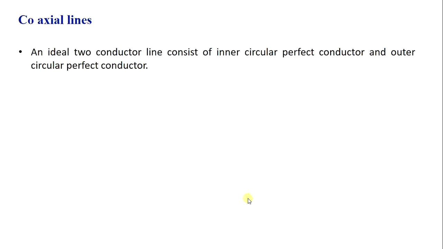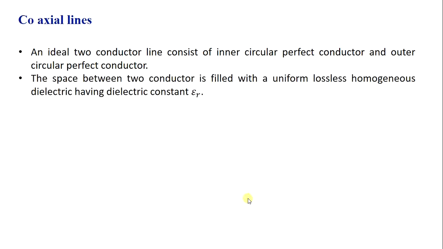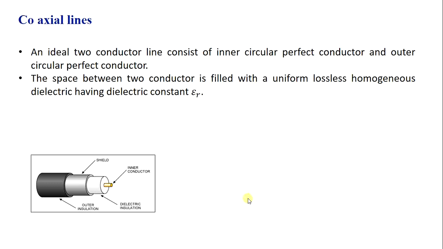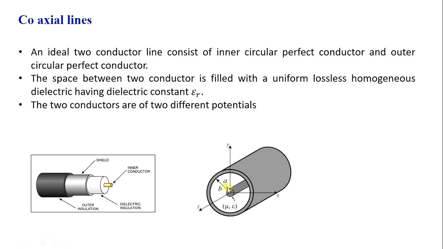Starting with the coaxial line, it is an ideal two conductor line which consists of an inner circular perfect conductor and an outer circular perfect conductor. The space between the two conductors is filled with uniform lossless homogeneous dielectric material having the dielectric constant epsilon r. You can see this is the inner conductor, having the radius A, while the outer conductor has radius denoted with B. The two conductors are at two different potentials. We will see it in the further slide.